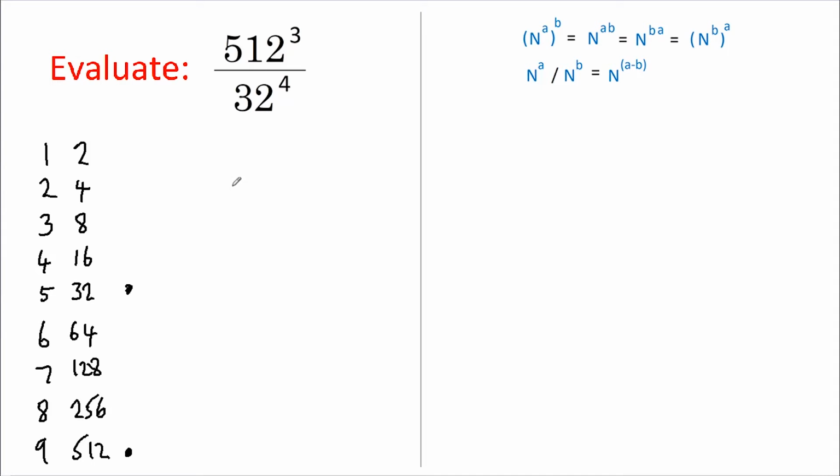So let's rewrite this. 512 is 2 to the power of 9, and that is all raised to the power of 3, and that is divided by 32, which is 2 to the power of 5, all raised to the power of 4.